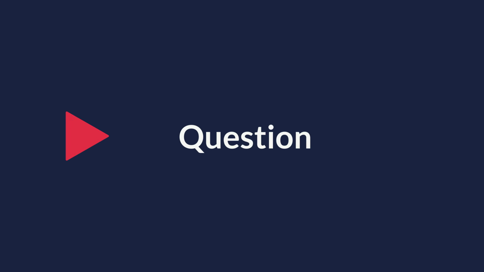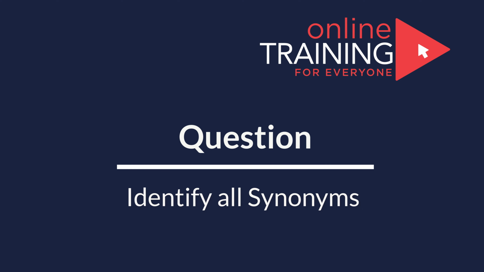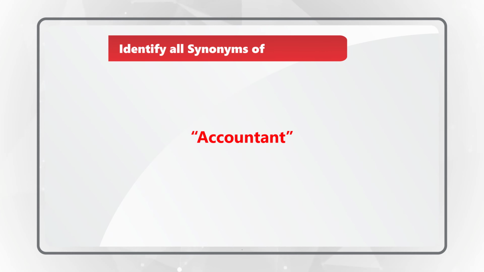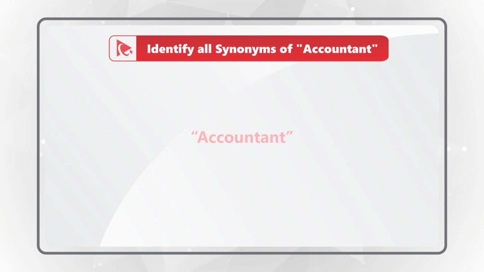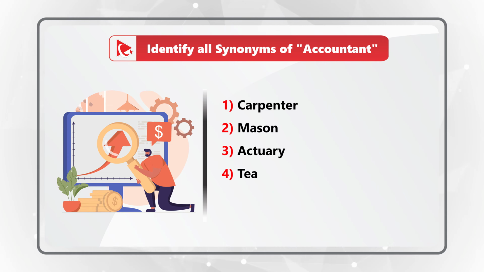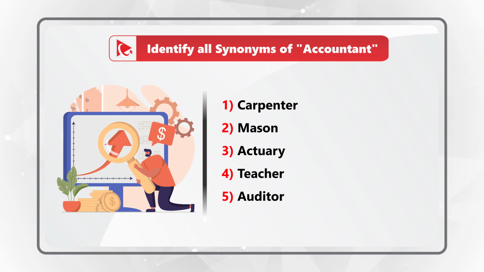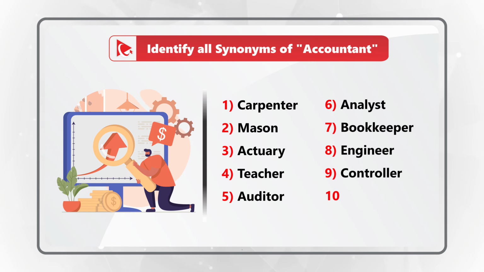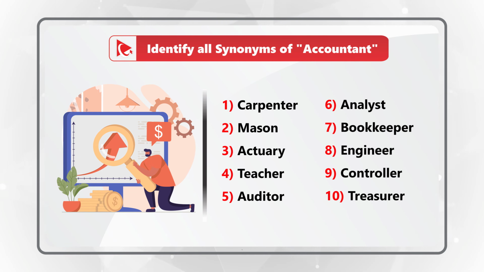If you're trying to improve your English vocabulary, this question might be for you. You need to identify all synonyms to the word accountant. The choices presented to you are carpenter, mason, actuary, teacher, auditor, analyst, bookkeeper, engineer, controller, and treasurer. Give yourself a little bit of time, maybe pause this video, because there could be between 1 and 10 answers.